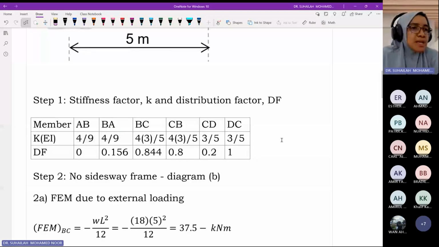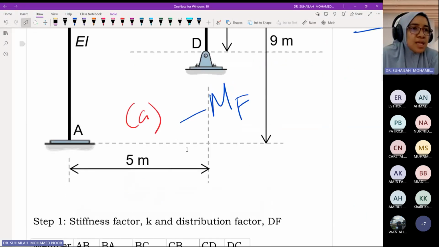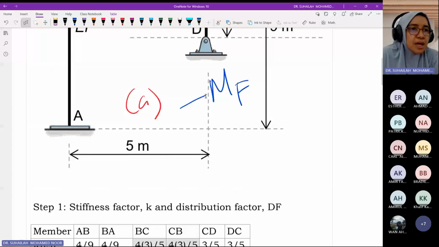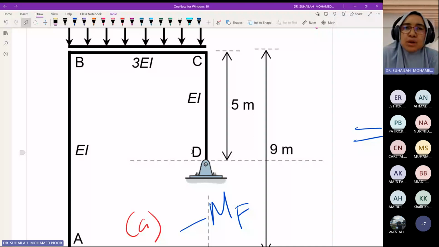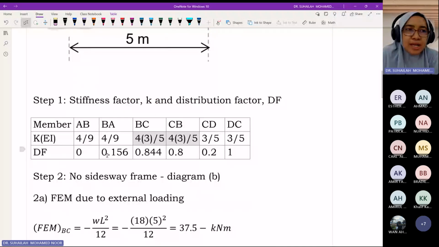Okay, so for BC we use 4EI, and don't forget there is a 3EI for BC. So 3EI for BC, I consider it here, so we get 12/5. And CD is this one. Because the support is a pin, we use 3EI over L, and L is 5. From this, we calculate the distribution factor as usual. Fixed at A, so it is 0. Pin at D, it is 1.